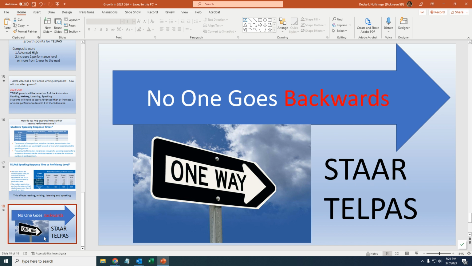Okay. No one goes backwards. That's our goal for STAAR. That's our goal for TELPAS. No one goes backwards. That we're always moving our students forward, that we always know where our students are, and we know where they need to go.